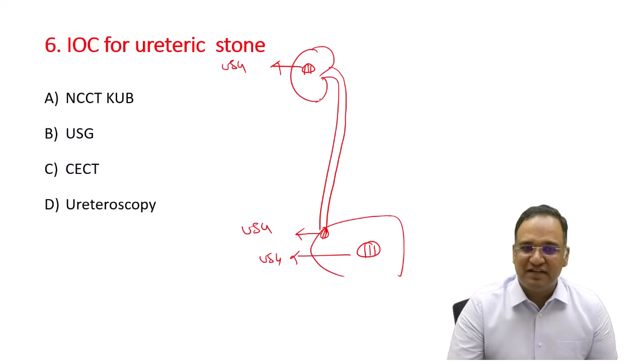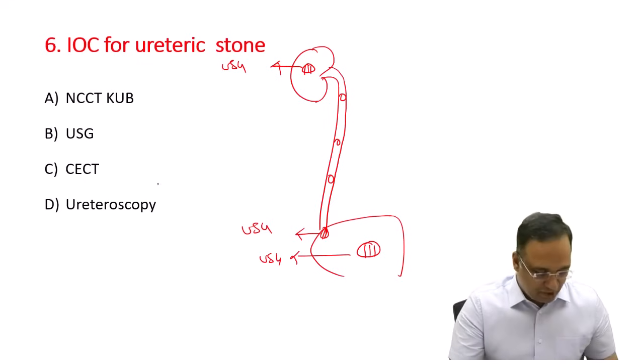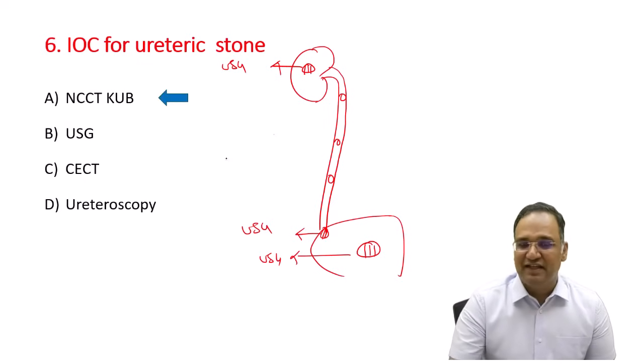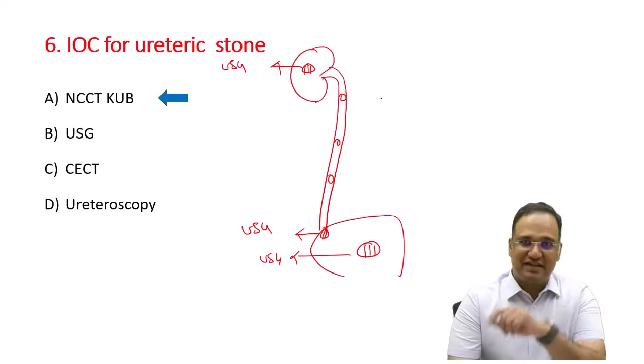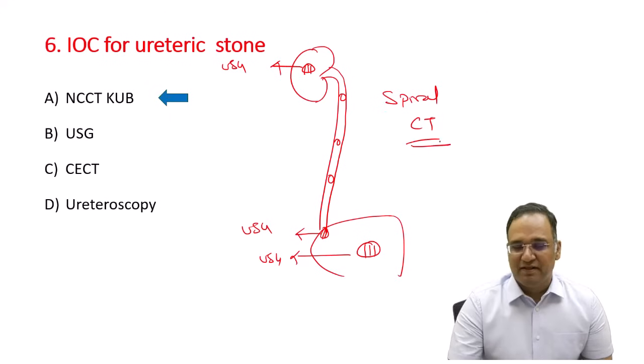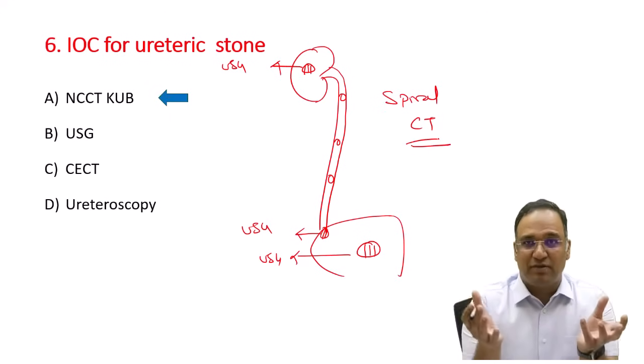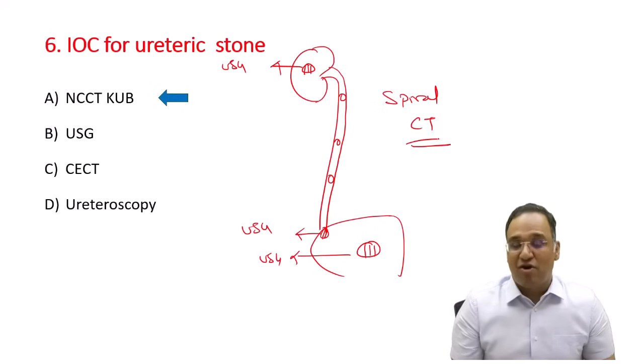But if there is a calculus anywhere in the ureter, could be the upper third, middle third or the lower third, where ultrasound cannot detect, the best option given here is non-contrast CT, and especially, more specific in the next exam, they ask you it's a spiral CT. Spiral CT. Okay, because contrast you should defer, because it's a renal disease, could be some obstructive pathology, urea creatinine could be increased, so it's better to give a non-contrast CT.